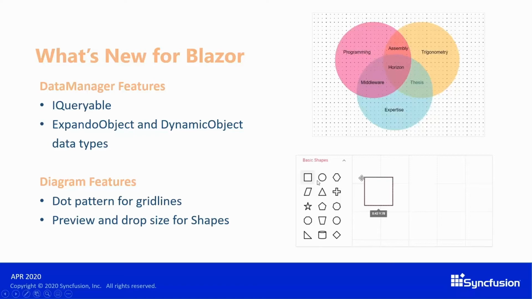So usually we'll drag and drop the shapes from this symbol palette. So I can set a different size while I'm trying to drag from the symbol palette. I can set one size, and while dropping them into this area, I can set some other size. So this is what the preview and drop size feature for shapes is.